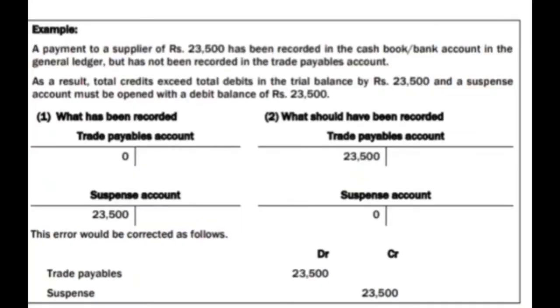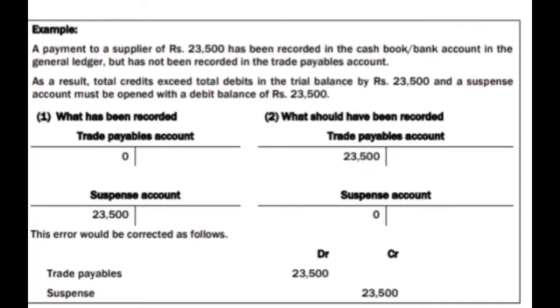Now let us take a look at the second example of suspense account. A payment to a supplier of 23,500 has been recorded in the cash book account and the journal ledger but has not been recorded in the trade payable account. So if you have made a payment to the supplier or creditor, you have credited cash or bank or whatsoever, so it has been recorded on the credit side, but the debit side has not been recorded. What will happen now? The trial balance will be unequal by 23,500.